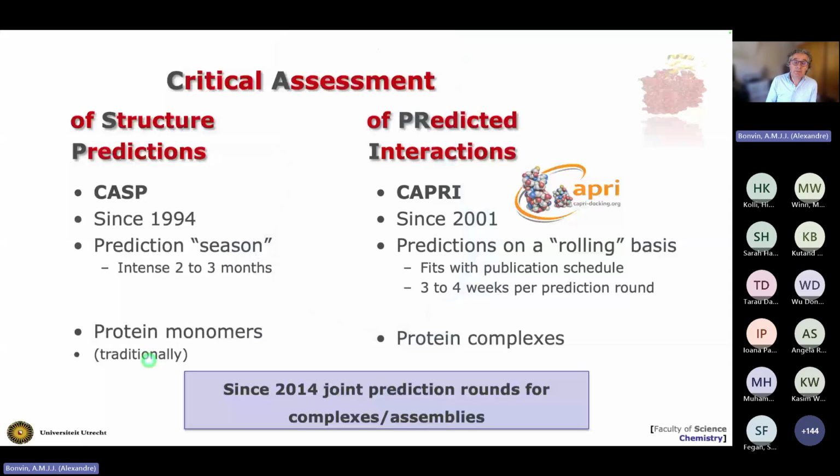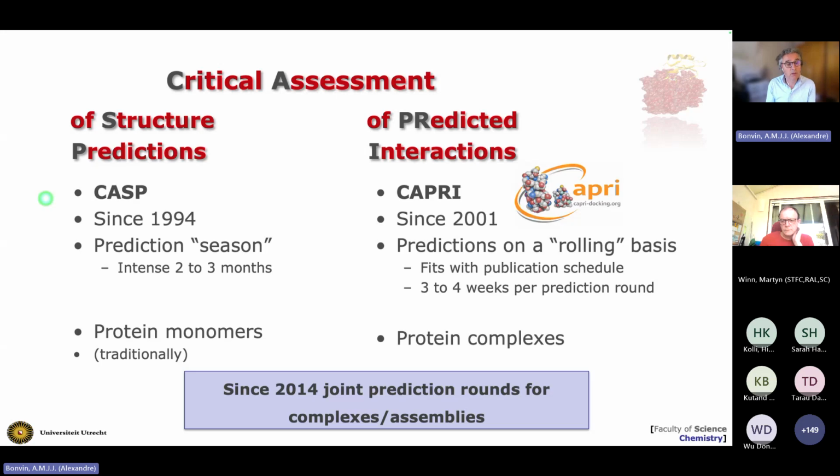So critical assessment, if you're not aware of it, there are two main experiments out there. So there's the critical assessment of structure prediction, CASP, which has been running since '94. It runs typically every 2 years, and there is a prediction season that lasts a couple of months. And actually, CASP 17 just started on Monday. So if you're interested in this business, you probably still have time to register and participate. It was traditionally focused on protein monomers, but since the last couple of rounds, complexes are also part of it.